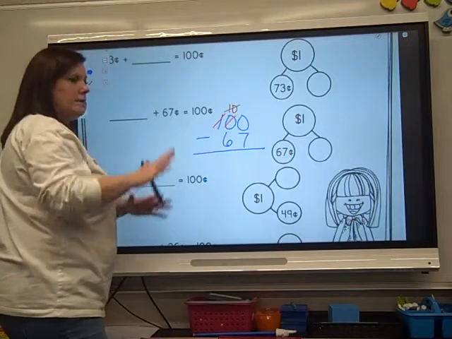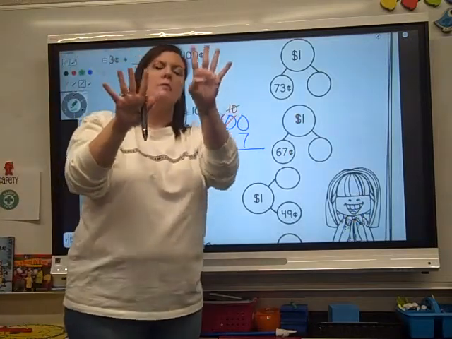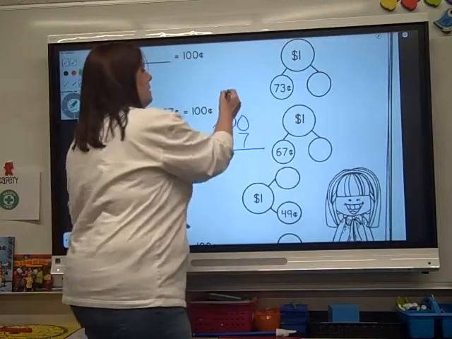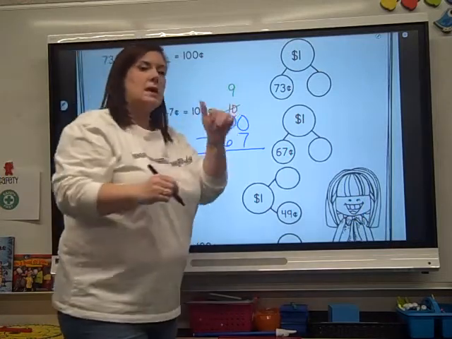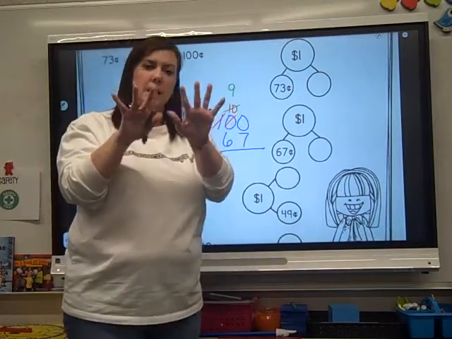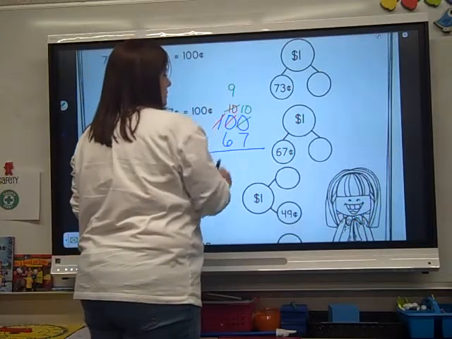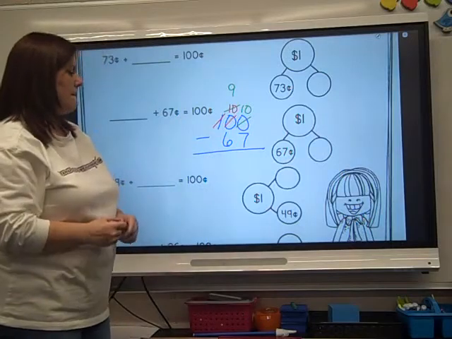Borrow from that 10. If I have 10 tens and borrow one of them or trade one of them, how many do I have left? 9. Now I take that 10 and trade it for 10 ones. 10 ones move in here. Now go ahead and subtract.